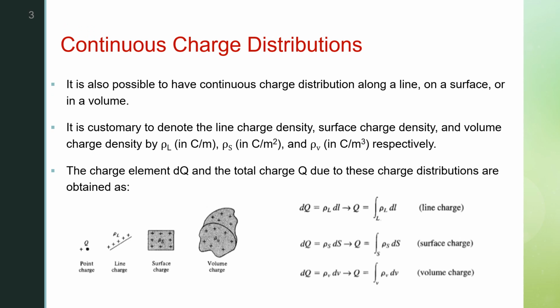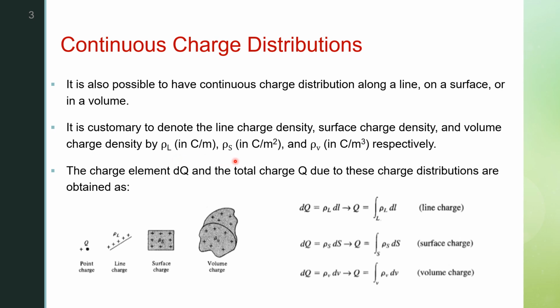When we learned about Coulomb's law, I mentioned a point charge. But the time has come to introduce that it's not always a point charge; it is also possible to have continuous charge distributions along a line, on a surface, and in a volume. And the standard notations to denote them: line charge density is denoted by rho l, where line charge density represents the charge per unit length, and it has a unit of coulombs per meter.